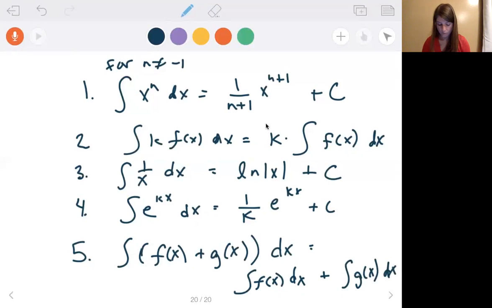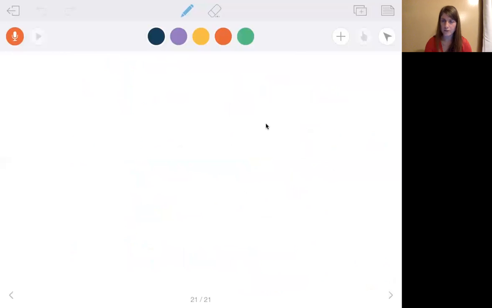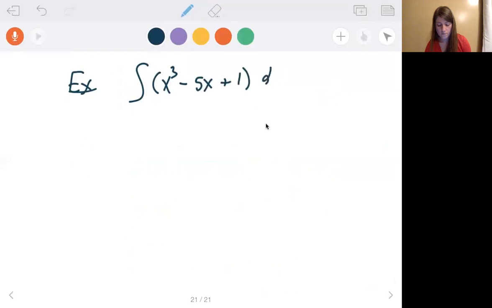So let me do a quick example of what rule number 5 looks like, and then we'll stop this video and do a part 3 on some initial value problems. So really quickly on this one, let's say you were integrating something like x cubed minus 5x plus 1, a polynomial. Well, individually, we know how to handle these. Maybe the 1 is a little bit different, but this is actually saying I can break it up and integrate the x cubed piece. I'm going to integrate the 5x piece, pull my subtraction out here, and then I can integrate the 1.